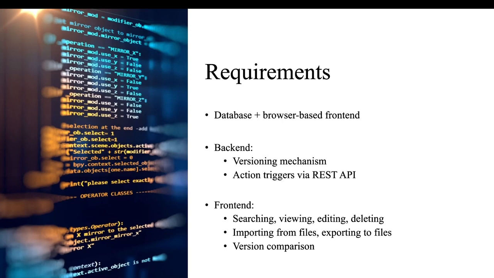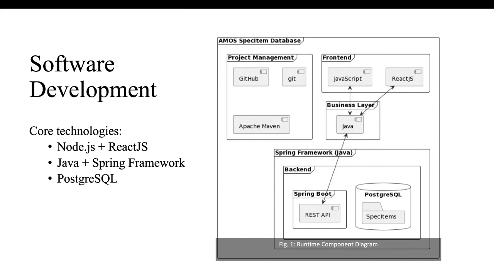So we have developed a versioning mechanism and action triggers via REST API in the backend in order to be able to search, edit, update, or delete these spec items in the frontend, and also to import or export documents containing these specification items or to compare their versions. So this is how our design looks like.